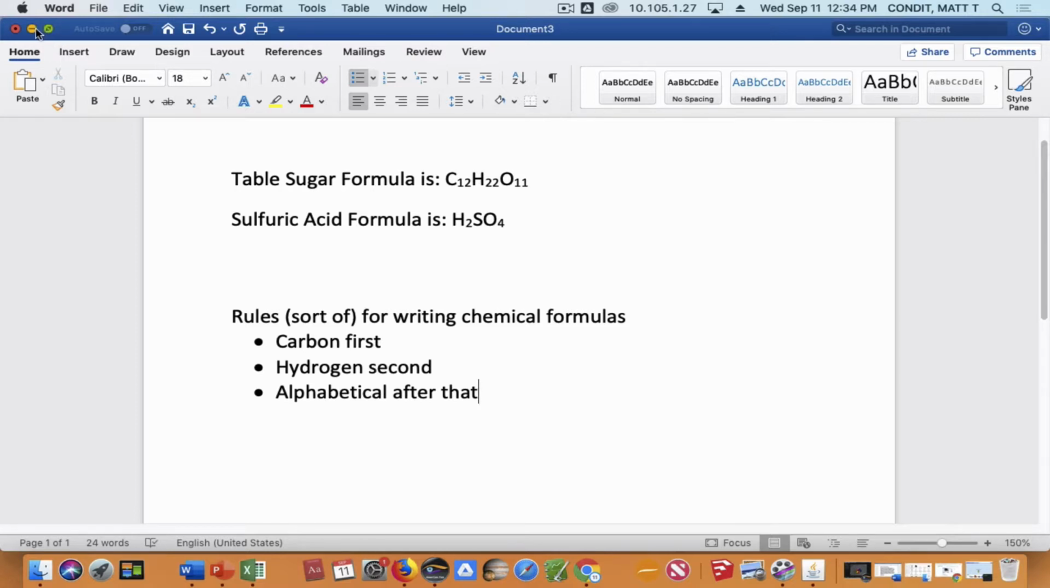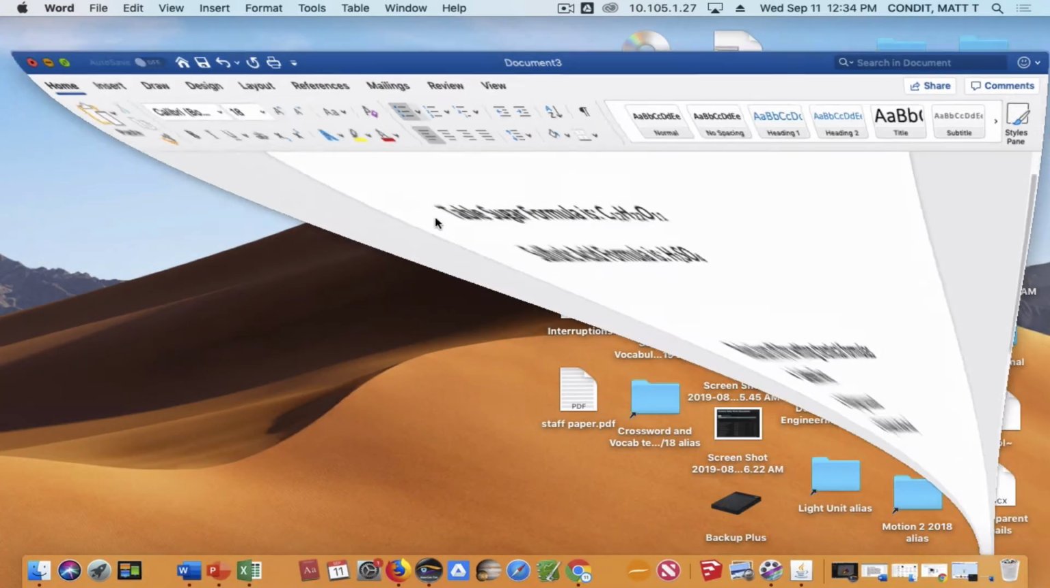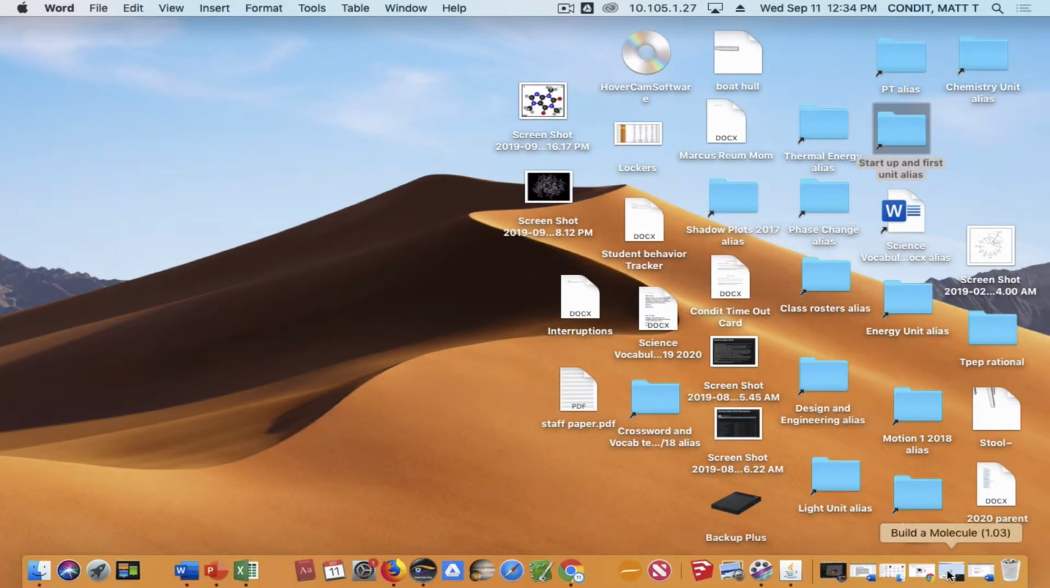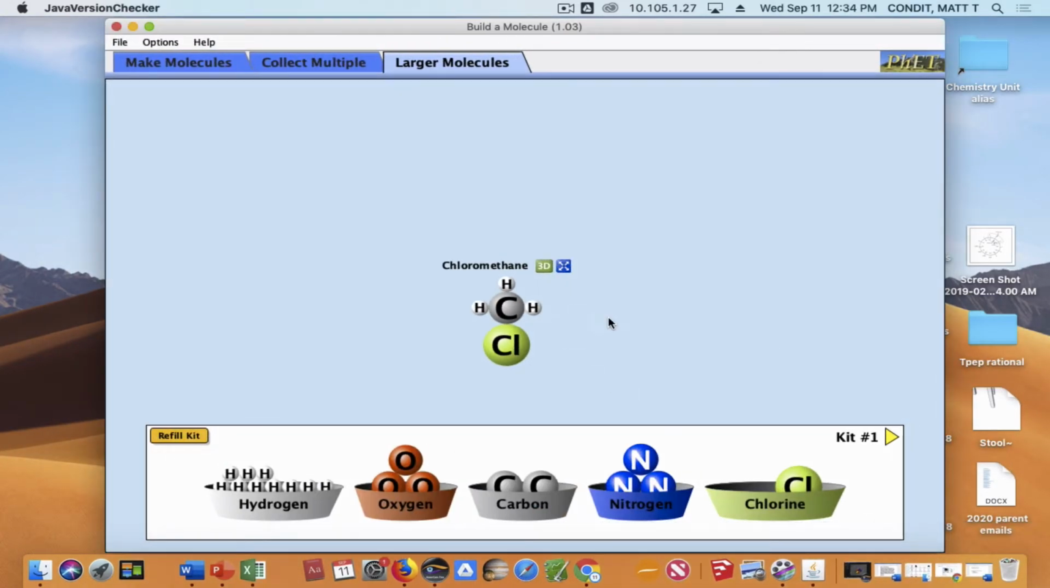So, your first task in that is to go ahead and write a chemical formula for chloromethane, which is what you see right here. And I'm going to show you another molecule that I want you to do the same thing with in just a minute, so you may want to pause this while you write this chemical formula.